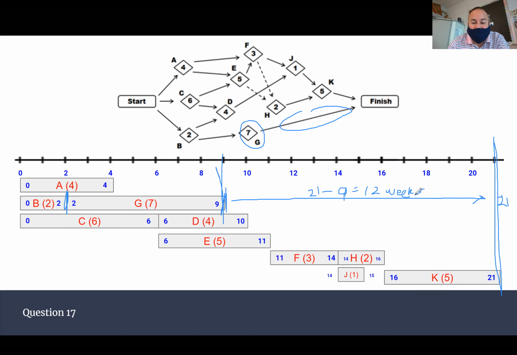This one was an easy one. We could actually delay a couple of those other non-critical activities, but I gave you the easy one to figure out because nothing had to wait on G in order to be finished.